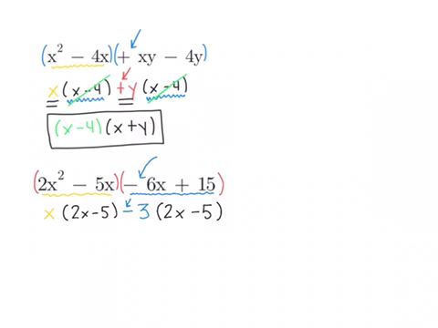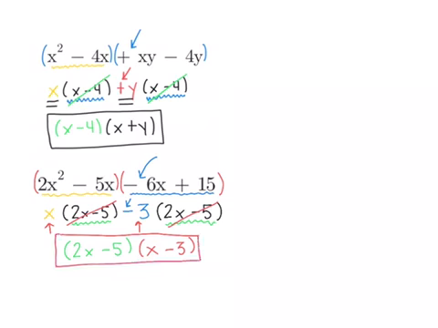Once again, my parentheses are exactly the same. That has to happen because then I can factor out that 2x minus 5. If I factor it out of the first term, I'm just left with this x. And if I factor it out of the second term, I'm just left with this minus 3. So this factors into 2x minus 5 times x minus 3.